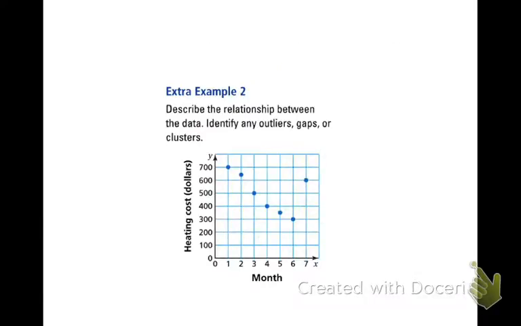Here's an extra example. Describe the relationship between the data, identify any outliers, gaps, or clusters. So if I were to look at this, I see a negative. They seem to follow a line. As x increases, y decreases. So that would be a negative correlation. There is an outlier at the point 7, 600. There appears to be no gaps or clusters.